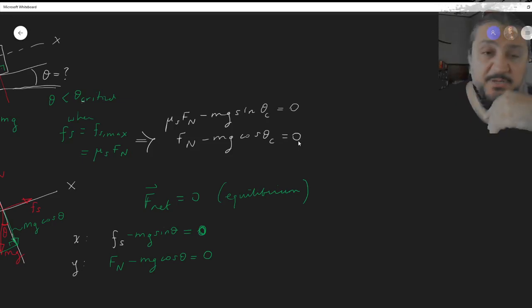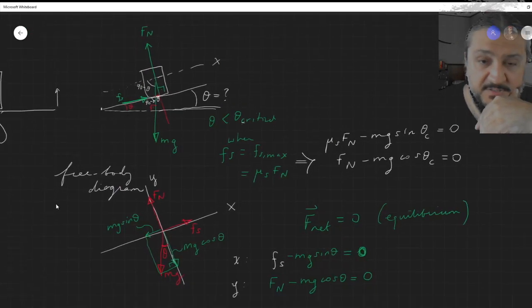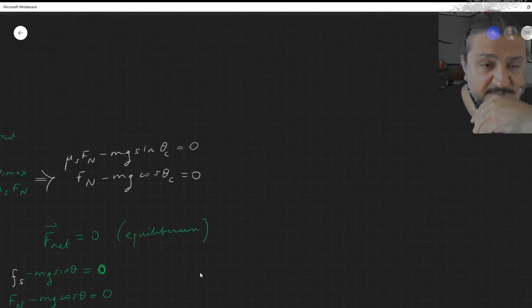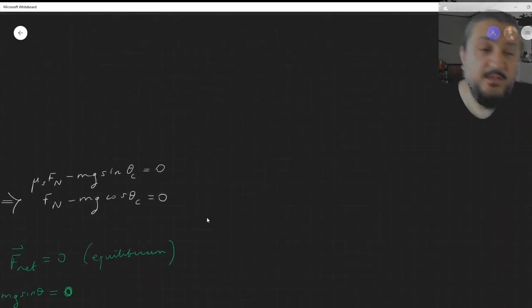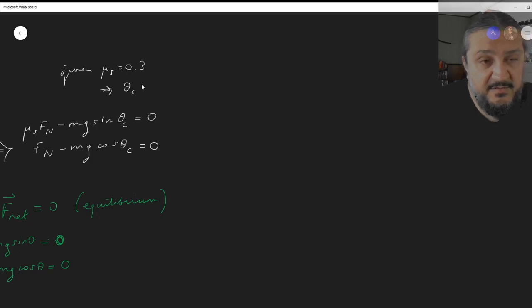So, what do we know here? We know the value of mu s. It's given. It's 0.3. Good. That's the only thing we know pretty much. From this, we've got to be able to solve for theta c. So given mu s equal to 0.3, what is theta critical?